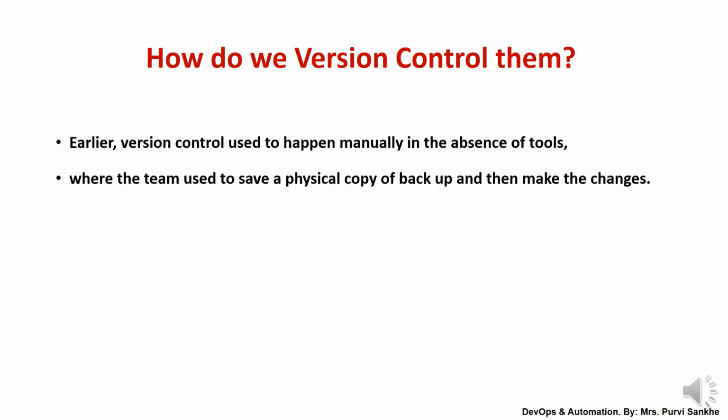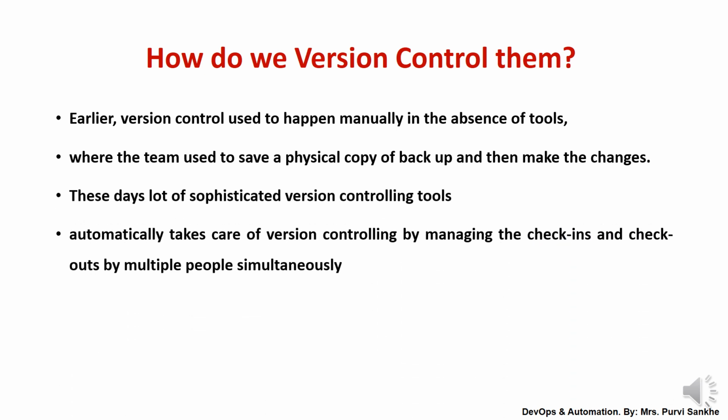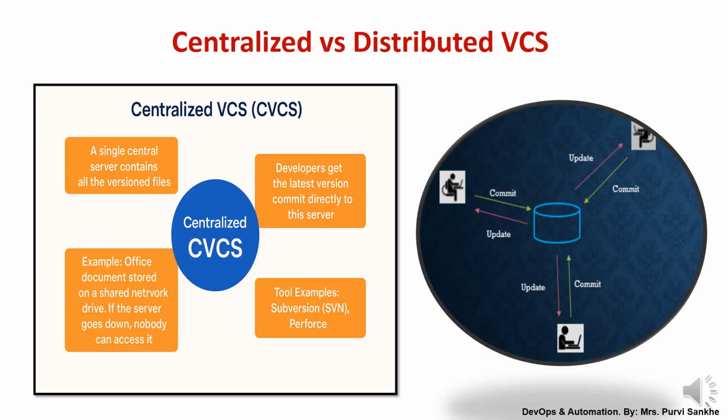So how do we version control? Earlier, version control used to happen manually in the absence of tools, where the team used to save a physical copy as a backup and then make the changes. Nowadays a lot of sophisticated tools are available in the market which automatically take care of version controlling by managing check-ins and check-outs by multiple people simultaneously on the same file or set of files. It enables the team to view the difference between versions very easily and also helps to debug the causes of failure very fast.